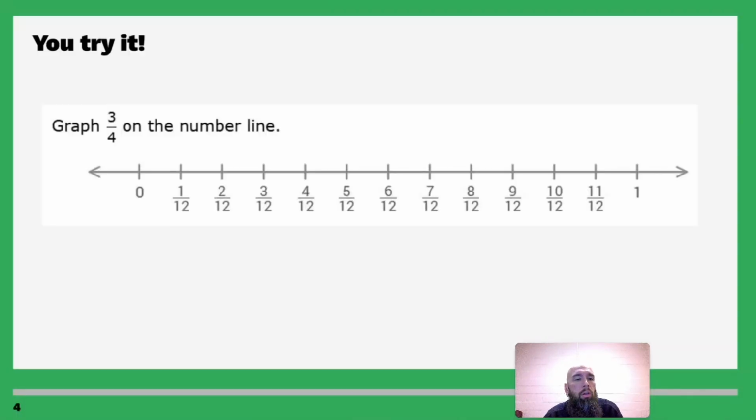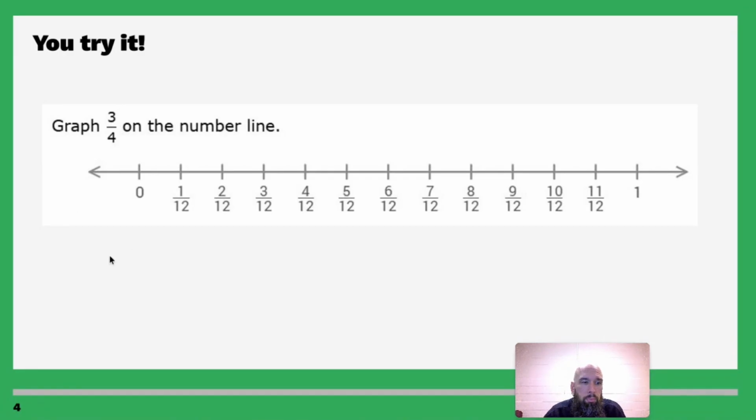So you're going to try it on your own. It's going to be kind of weird if you're looking at this on a phone or on a computer or on a TV, but just try to draw this out and try to figure out what 3/4 of that is going to look like. Okay? Pause the screen. Be right back.